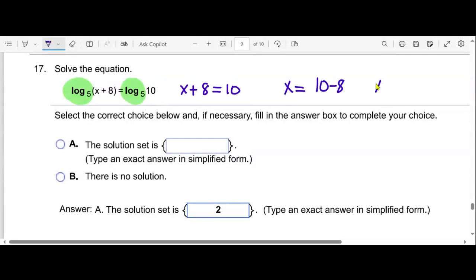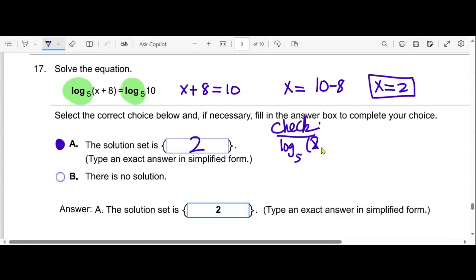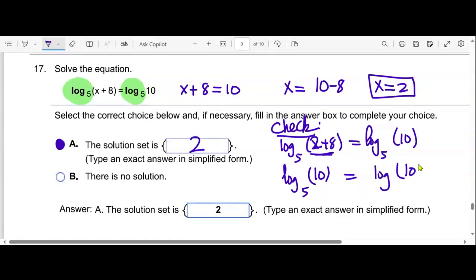So x equals what? 10 minus 8. 2. So your answer here is what? Solution set is 2. Now, of course, you can check the answer because sometimes the answer is wrong, right? Sometimes you don't have a solution. So you're going to say log 5 here, x is what? 2 plus 8 equals log 5 and 10. 2 plus 8, how much? 10. And the other side, you still have the same thing, 10. So they are true.